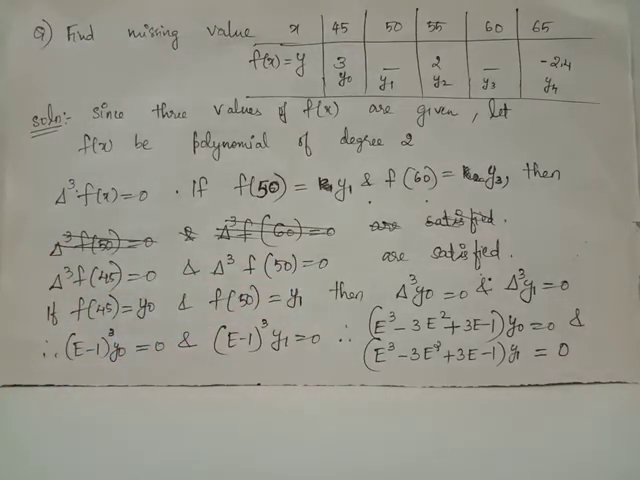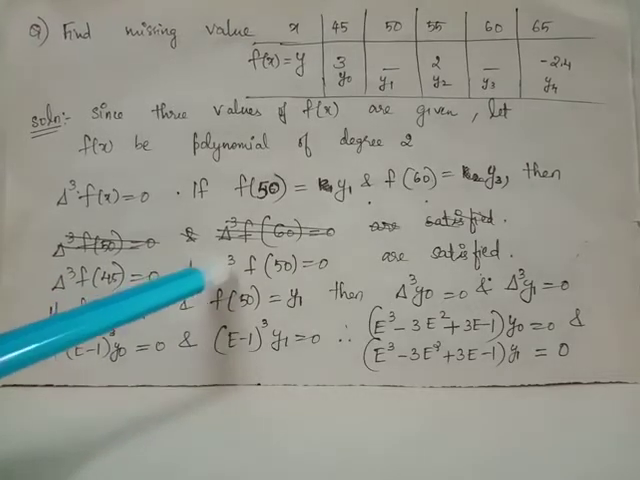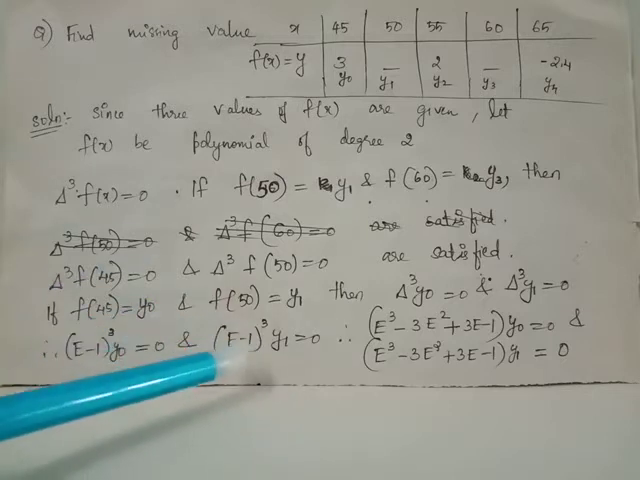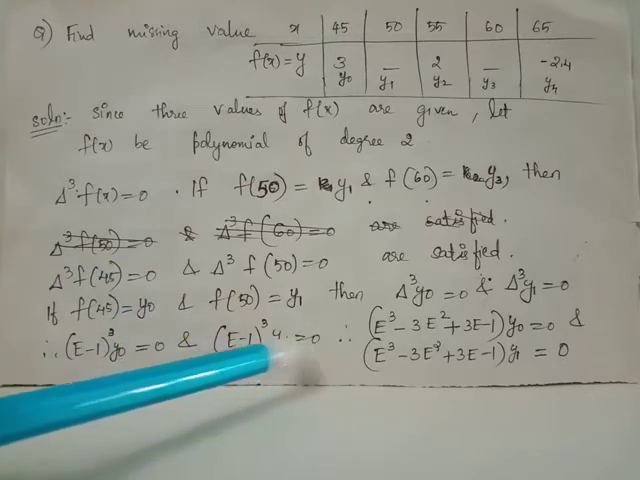We have assumed f of 45 equals 3 and f of 50 equals y1. Thus we have these equations rewritten as delta cube y0 equals 0 and delta cube y1 equals 0. We can replace delta by E minus 1. Thus we get the equations (E minus 1) the whole cube applied on y0 equals 0 and (E minus 1) the whole cube applied on y1 equals 0.